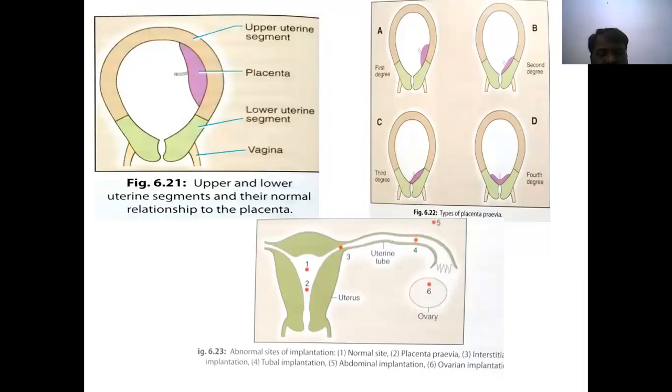So immediately within 2 or 3 months, in the uterus, the abortion takes place, the fetus is not growing. So this comes outside only. That is called the placenta previa.